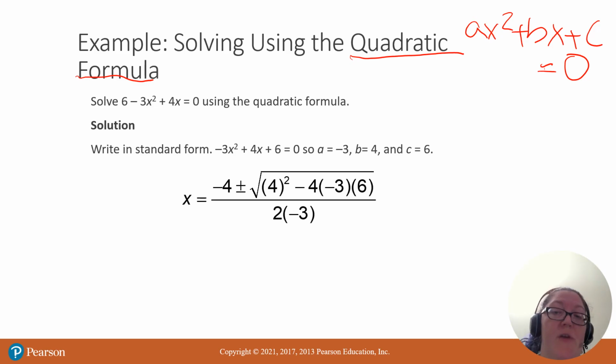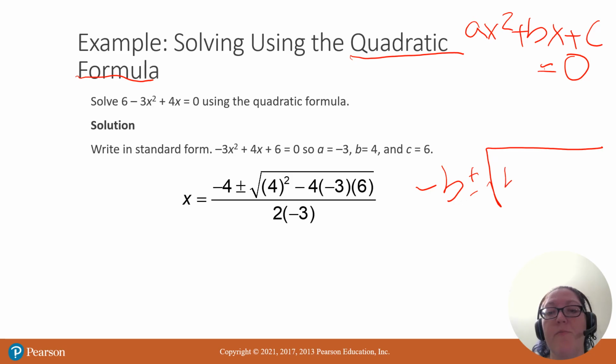Once you've identified what a, b, and c are, you're just going to plug them into the quadratic formula. Now, a couple of rules and regulations to guide yourself by: when you're looking at your quadratic formula, the formula itself is negative b. So please understand that currently my b is positive 4. So that's going to change its sign to become a negative 4. So that's why that negative 4 is listed there. And then it's plus or minus the square root of b squared minus 4 times a times c. All of that is divided by 2 times a.